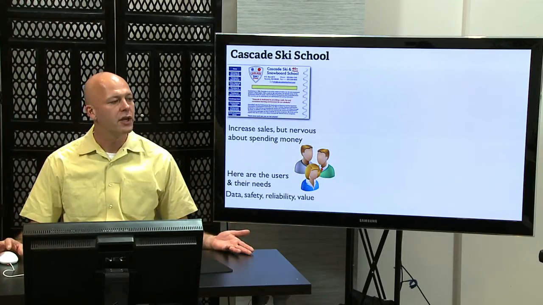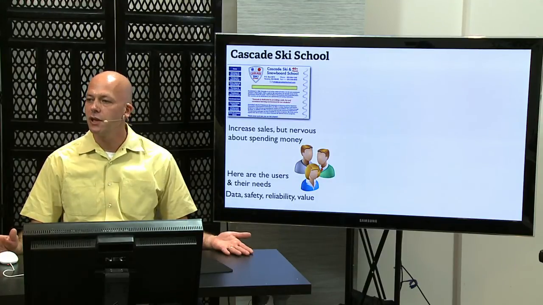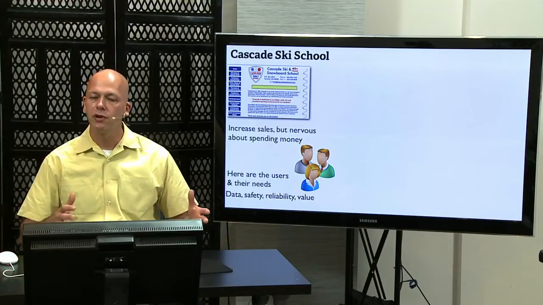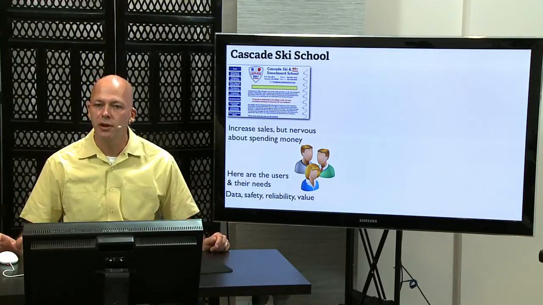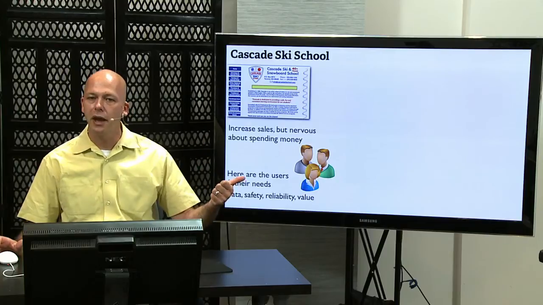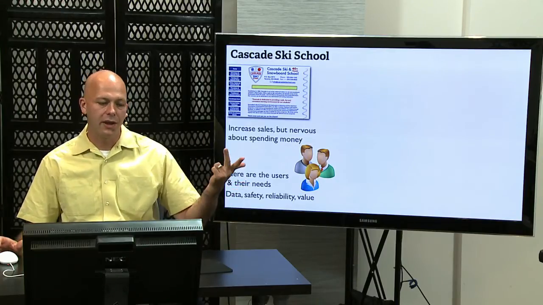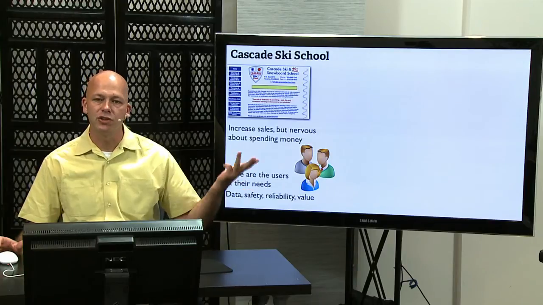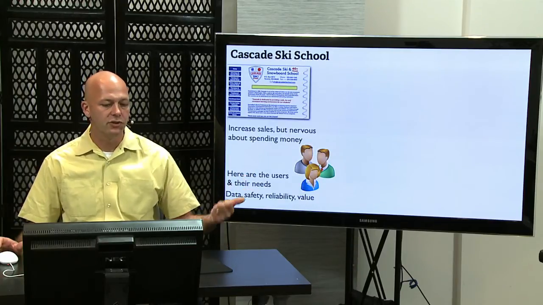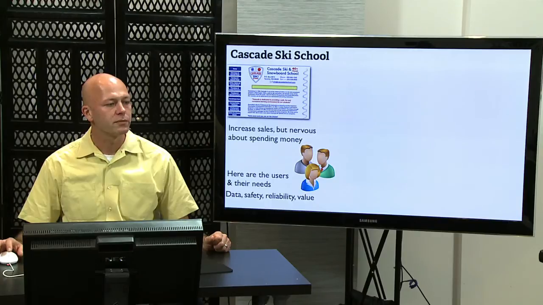Going to the website, I want data, I want to know about safety, I want to know about reliability, and I want to know about value. Why am I going to pick one ski school over another? I'm talking about dropping $300 here, right? I want to know my kid's not going to die. And I want to know that she's going to learn how to ski. And I want to get information about road conditions and weather conditions. And so data, safety, reliability, and value.